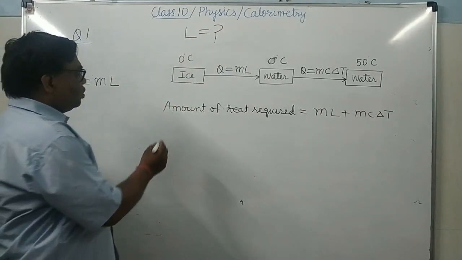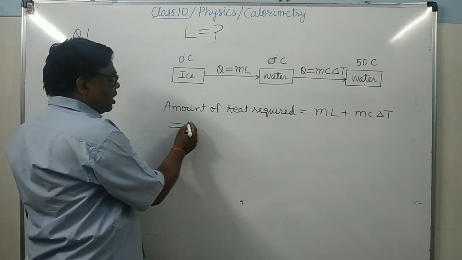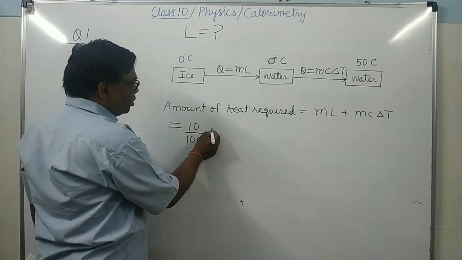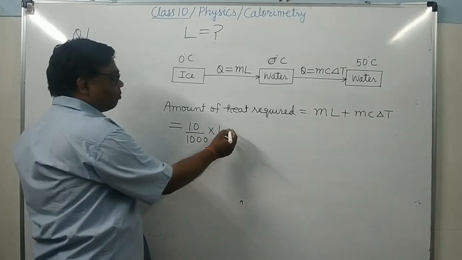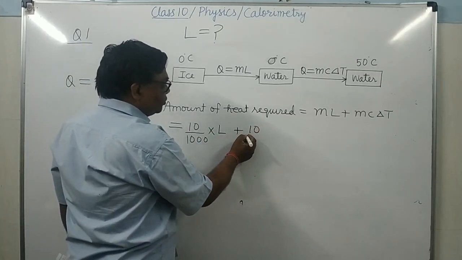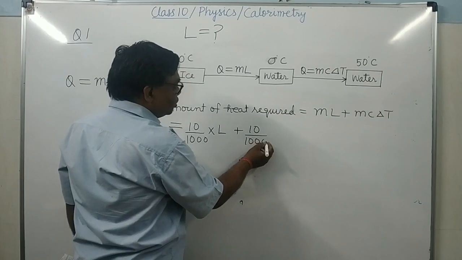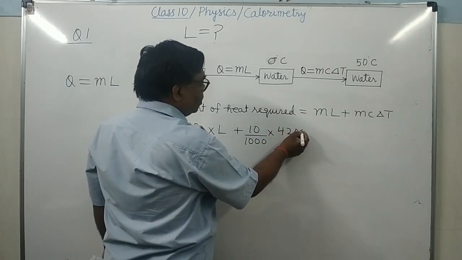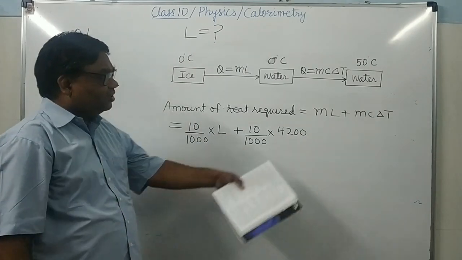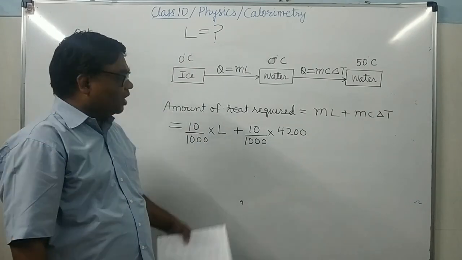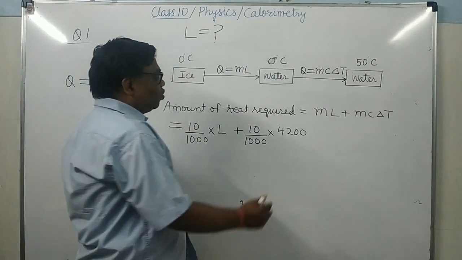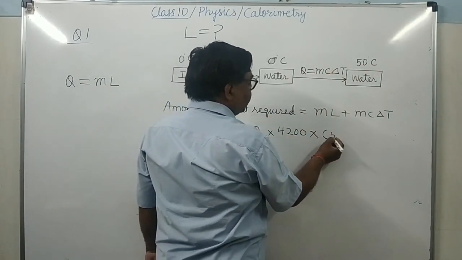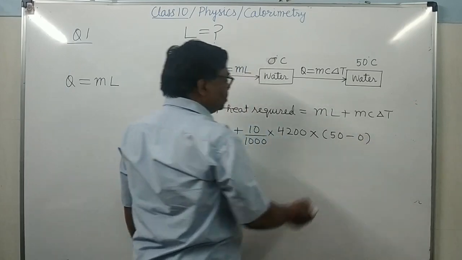So you can write M, 10 gram, that is 10 upon 1000, L you have to determine, then 10 upon 1000, C is given how much? 4200. It is given per kg, so that's why I am taking mass in kilogram. Delta T, change in temperature, 50 minus 0.